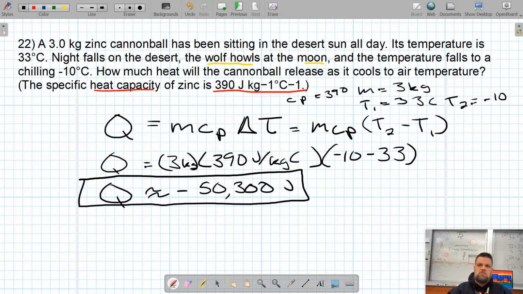Wait, what happens to the momentum of the car? The momentum of the car goes to the station.